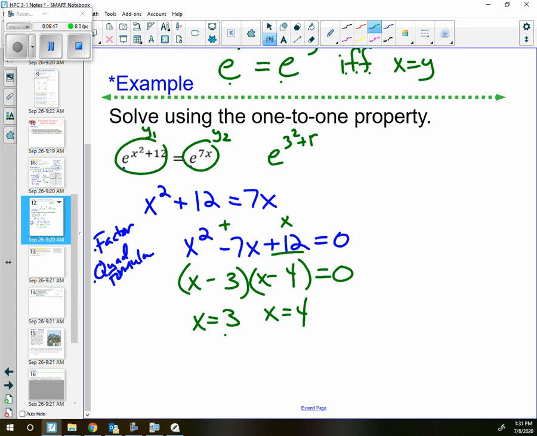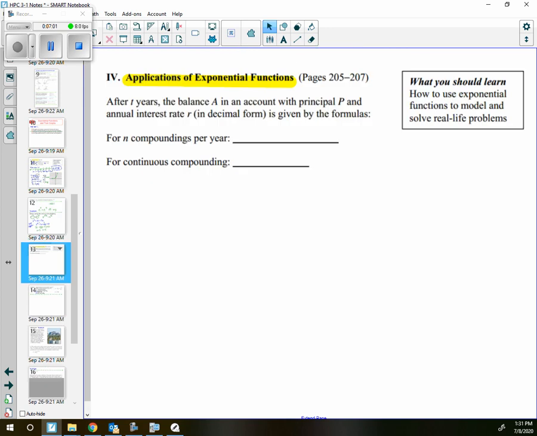So if you take a look at that, it should be equal to 7 times 3. So 3 squared is 9 plus 12, which would be 21, which is the same as that one. Plug in 4, you're going to get the same idea. So the one-to-one property, great tool as well. All right, let's take a look at some applications.